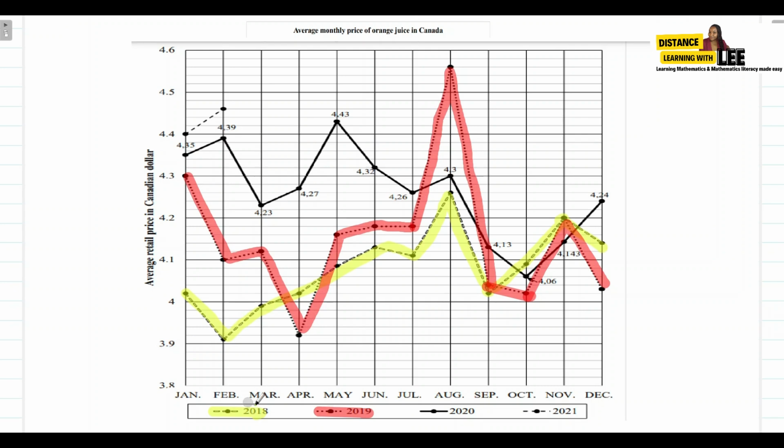Okay, so the yellow line graph represents our 2018, so that is that line graph there, right? The 2019, so the red graph that I've indicated there, that represents the 2019. The solid line represents our 2020, and then we've got this one here, this incomplete line graph that basically represents 2021. Okay, so let's have a look at the question again.